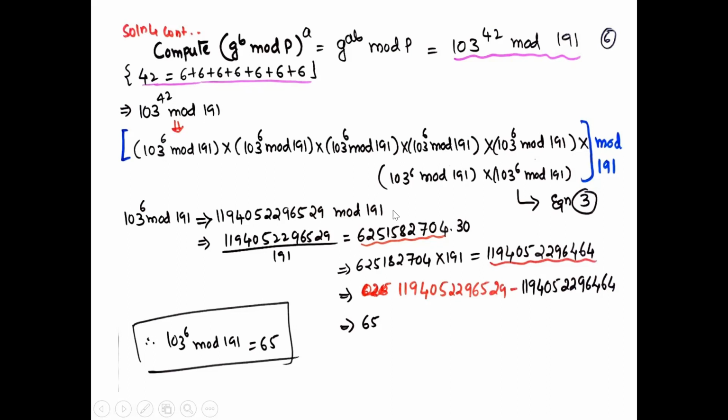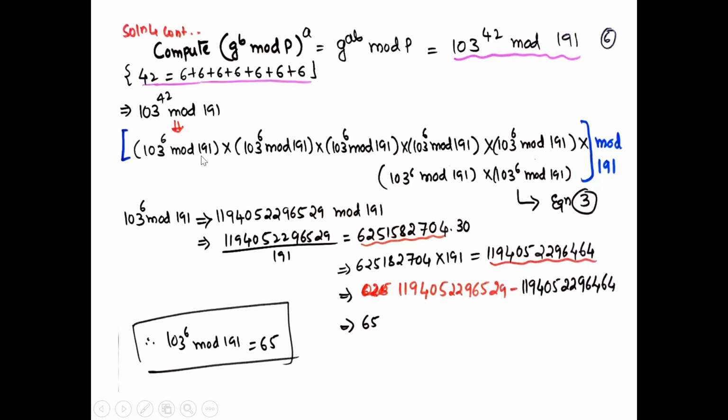Again, you do it in a simple calculator. Divide this number by this number. So it comes around 625,1582704.30. You take out only the decimal part and multiply it with the modulus value. On doing so, you will get this number. It has to be subtracted from this given number. If you do so, the answer would be 65. Now we have found that the value of 103 raised to 6 mod 191 is 65.